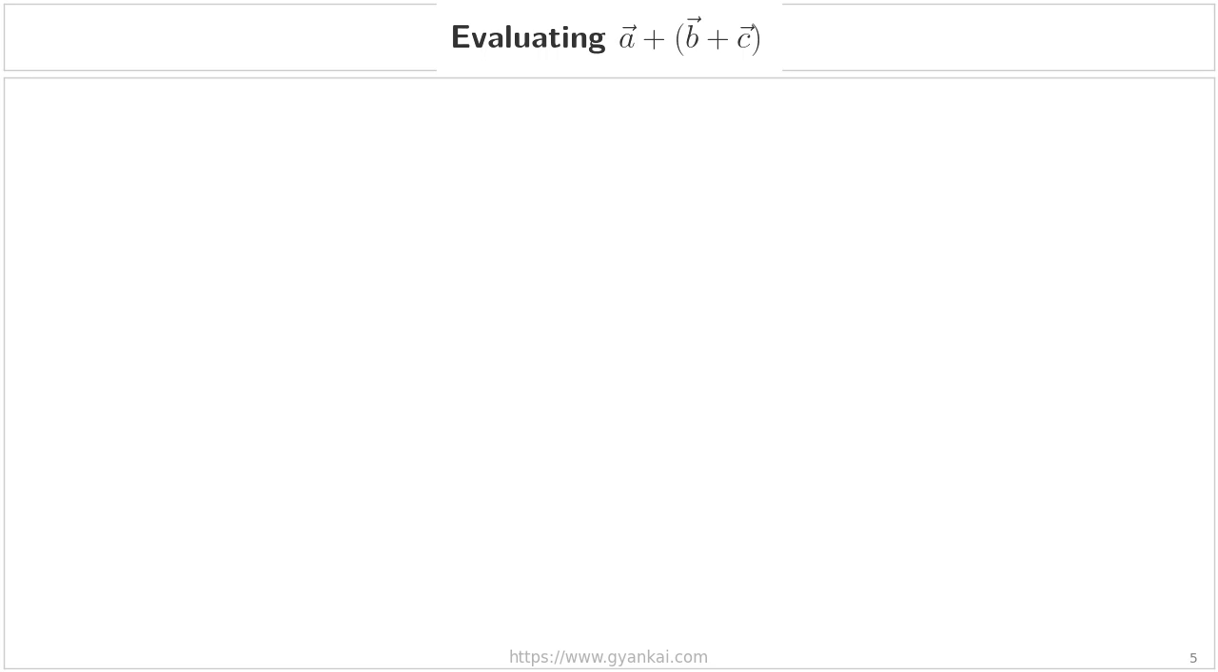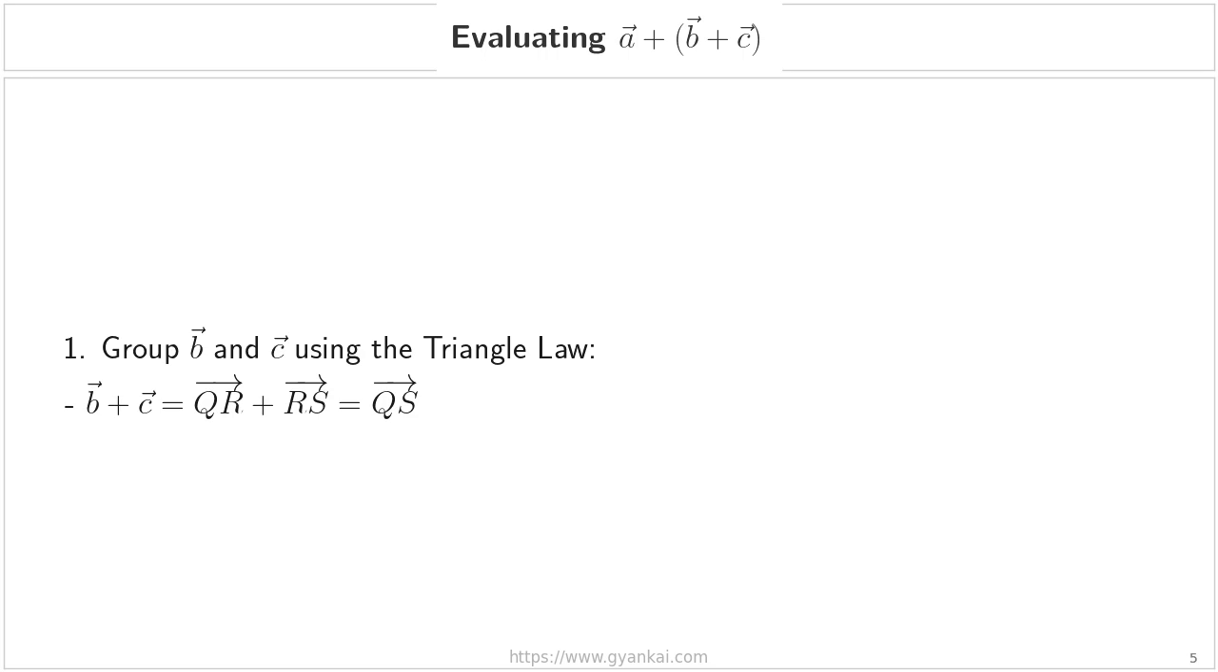Evaluating (A + B) + C. First, let's focus on the part inside the parentheses. We are going to group vector B and vector C and apply the triangle law, just like we did in the previous slide. If we take vector B, which is the segment from point Q to R, and add vector C, which is the segment from R to S, the triangle law tells us that the resultant is the vector from the very start of the first vector to the end of the second.